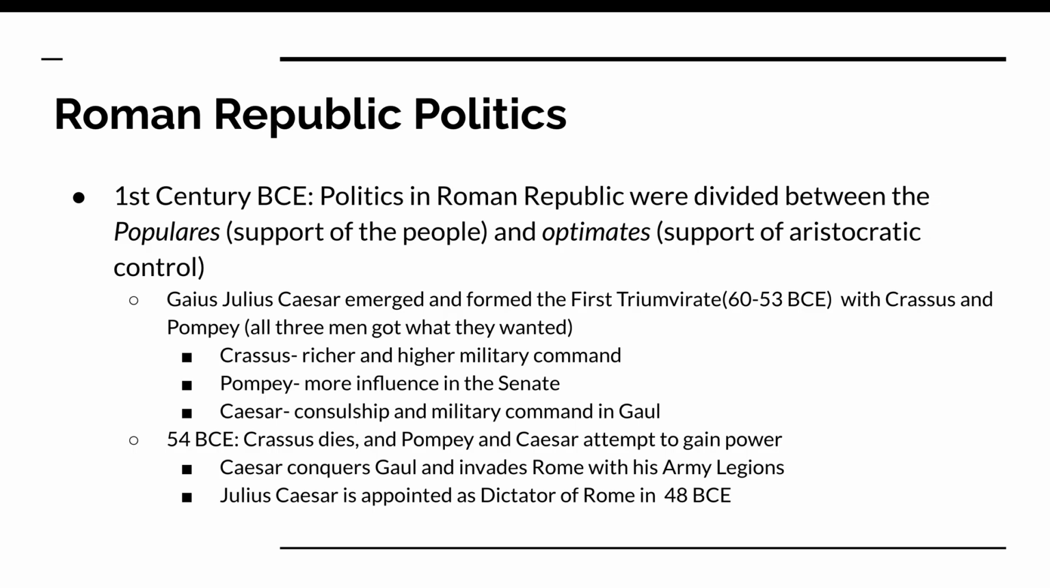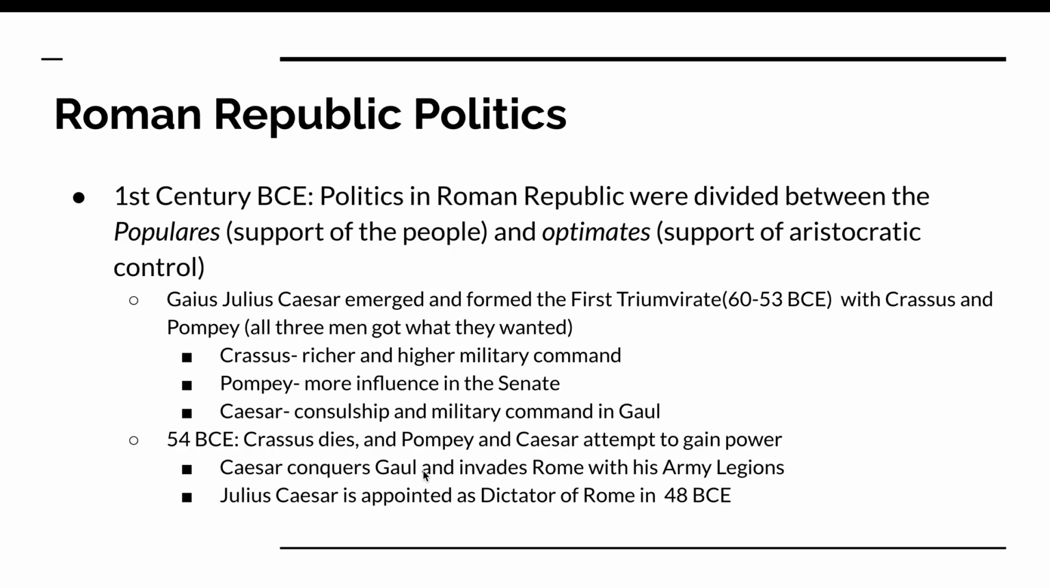Now, what emerges in these early 1st century BC Roman politics is the idea of what's called the First Triumvirate. The most famous First Triumvirate was Julius Caesar, along with Crassus and Pompey, who form this group of 3 who rule over Rome. Now, Crassus eventually dies, and Pompey and Caesar try to gain power over each other. And what Caesar does is he conquers Gaul.